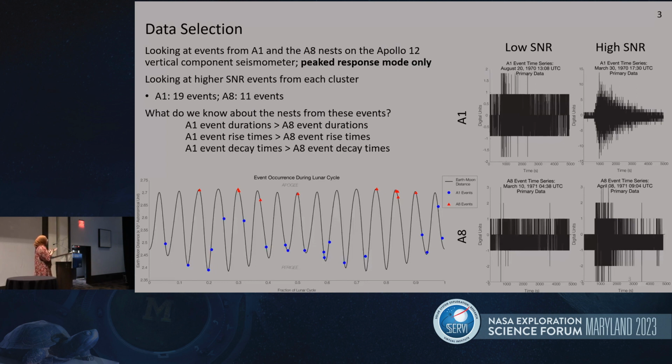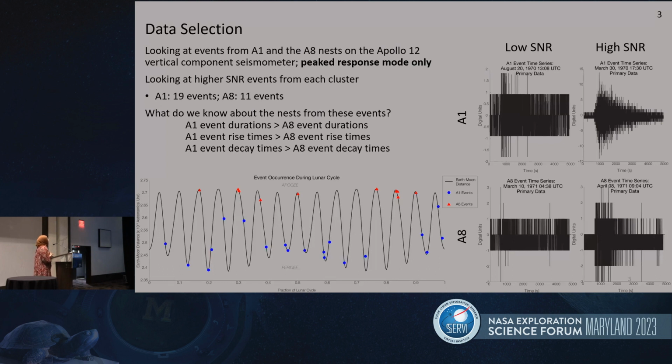So what we know about the nests from these events is that in general, A1 events are longer. They're longer in duration. They're longer in event rise time, so from the onset of the event to the peak, and they're longer in the event decay time. They're also higher in amplitude in general.